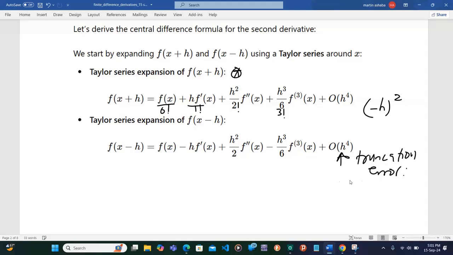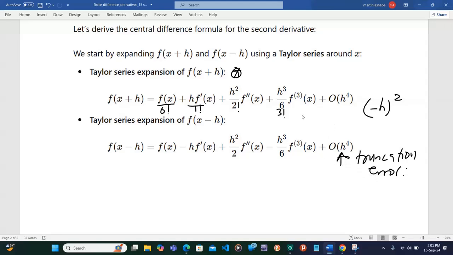The truncation error. As we see, the truncation error is directly proportional to h to power 4 here. So that means as you go to higher powers of h, the error keeps on reducing. The error keeps on reducing. That's what we mean.